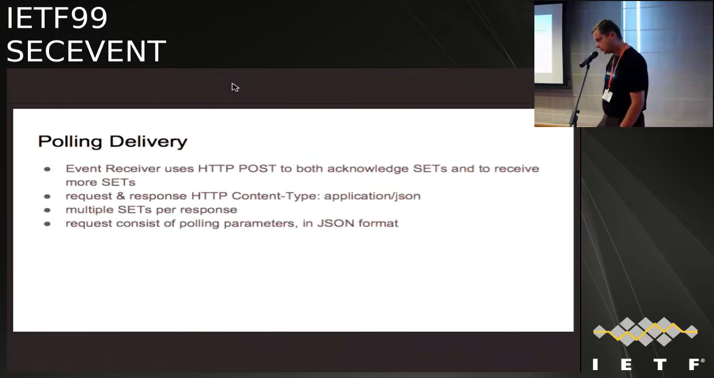The other delivery method is polling. So the receiver is doing an HTTP post to both acknowledge and get more sets, and this is to an endpoint which is defined by the transmitter. You have the content type, both request and response are JSON. In this case, multiple sets can be streamed at once as opposed to only one. And also in the request, there are some polling parameters we are going to look at.